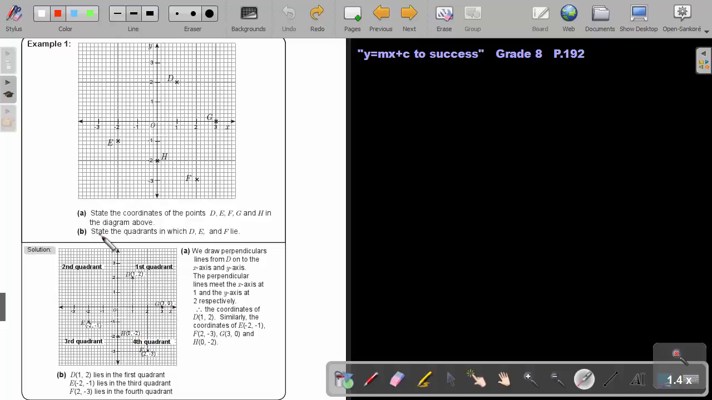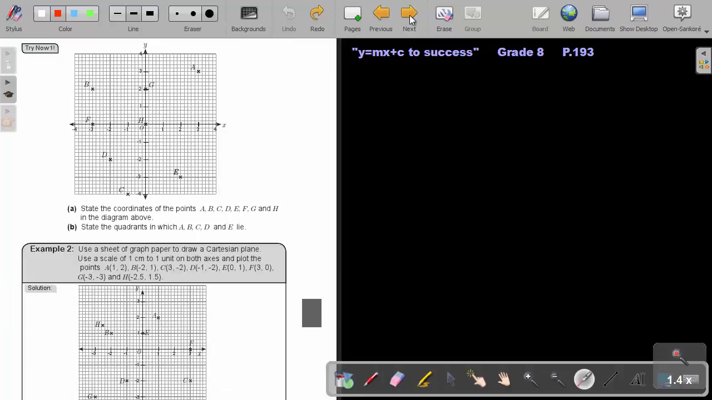And then the last point, state the quadrants in which D, E, and F lie. So look at D, it's in the first quadrant. And if you look at point E, it's in the third quadrant. And if you look at point F, it will be in the fourth quadrant.